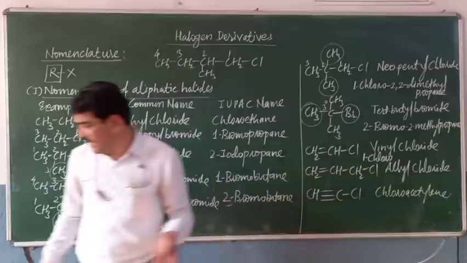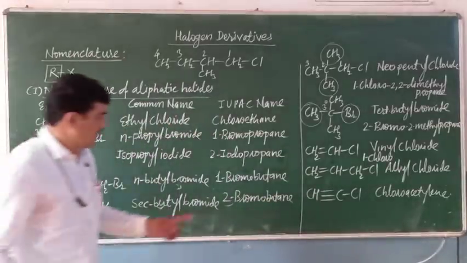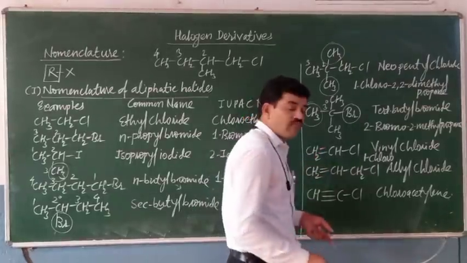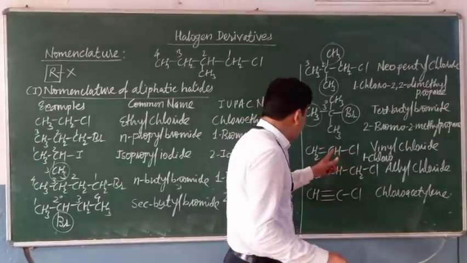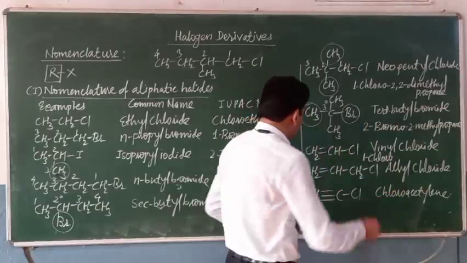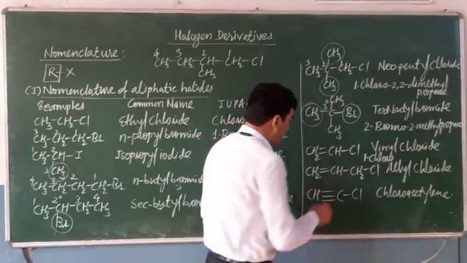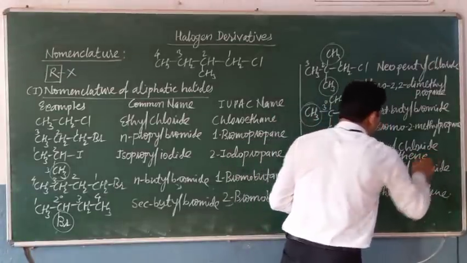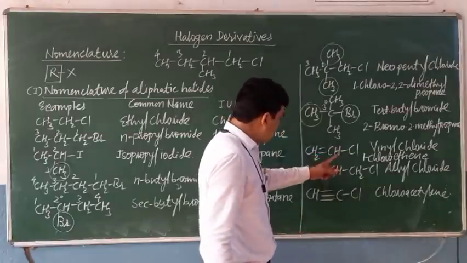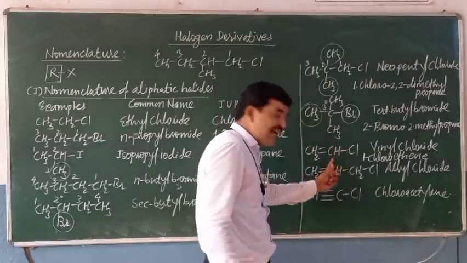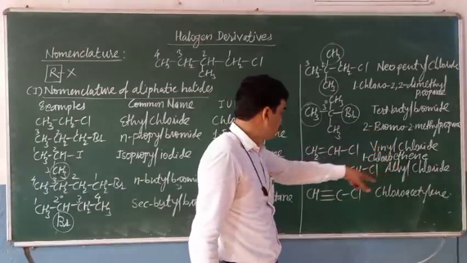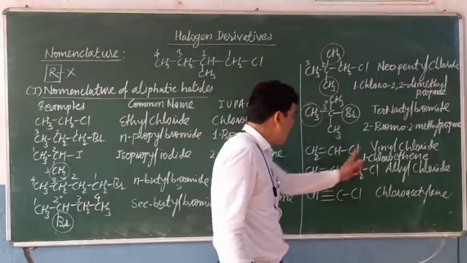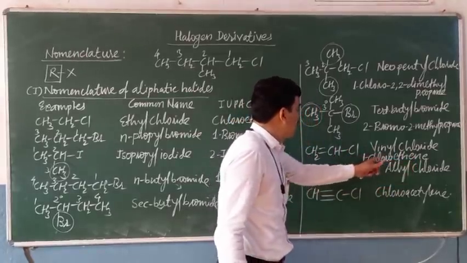Now here the parent alkane is ethane. But due to the presence of the carbon-carbon double bond, the Ane from the name of the parent alkane is replaced by another suffix, Ene. Ane should be replaced by Ene, and therefore what do we write here? 1-chloro-ethene. The parent hydrocarbon is ethene. From the name of the parent alkane ethane, we have replaced the suffix Ane by Ene. So it becomes 1-chloro-ethene.